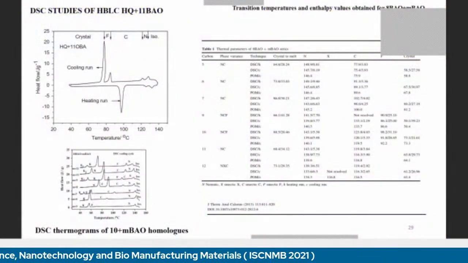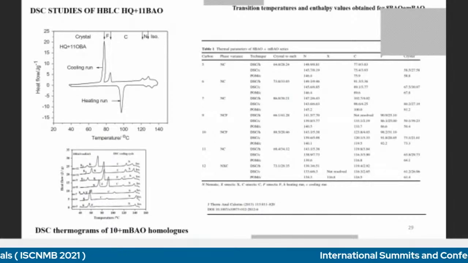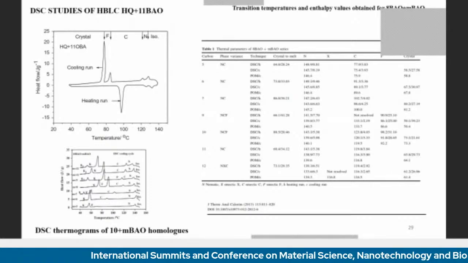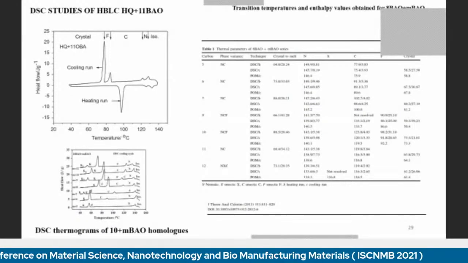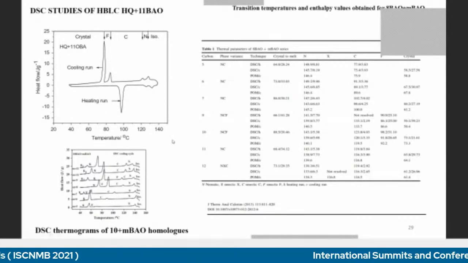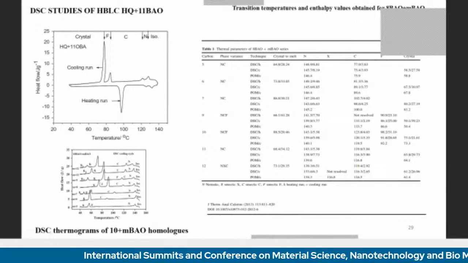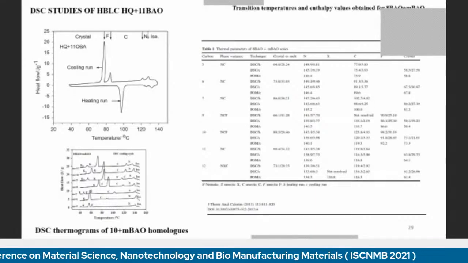And this is a typical representation of a DSC thermogram of the complexes formed by hydroquinone and undecyl oxybenzoic acids, and the MBA homologous series between benzoic acids. So when we put all together, a series may have 7 to 8 complexes based upon the number of carbon numbers chosen, and these are the DSC thermograms possessed by the liquid crystals in the cooling run, the second. And the tabular column indicates the phases observed, the transition temperatures, and the enthalpy values possessed by the individual phases for the 8BAO and MBAO series.